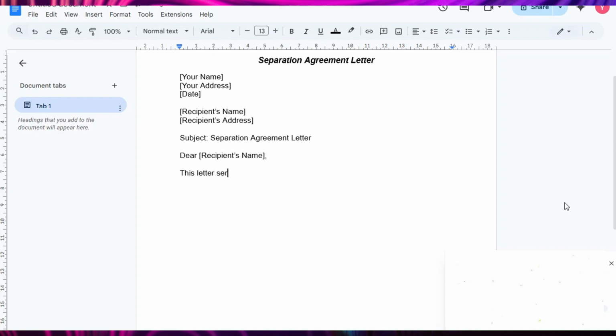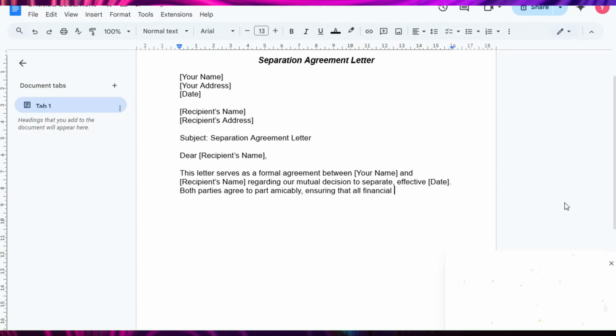After that, write, "This letter serves as a formal agreement between your name and recipient's name regarding our mutual decision to separate, effective date. Both parties agree to part amicably, ensuring that all financial obligations, property division, and other relevant matters are handled fairly and respectfully.